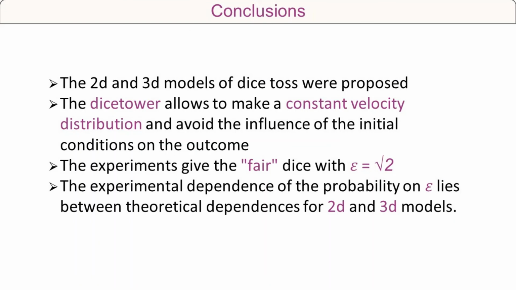So in our study we proposed 2D and 3D models of dice toss. To make the distribution of the dice velocity constant and independent of the initial condition, we use the dice tower. Our experiments give us the value of the aspect ratio of square root of 2, which is between the values calculated in the 2D and 3D models.